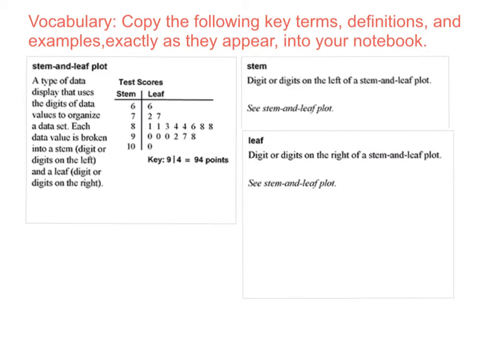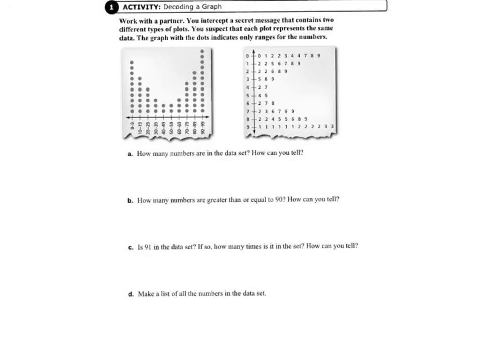The stem is a digit or digits on the left of a stem and leaf plot. The leaf is the digit or digits on the right of a stem and leaf plot. Today we'll be working on page 189 in your record and practice journal. We're decoding a graph. You intercept a secret message that contains two different types of plots. You suspect that each plot represents the same data. The graph with the dots indicates only ranges for the numbers.